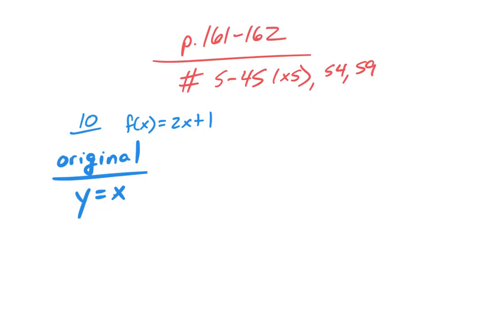And so two things are happening here. We have to identify two things that are going on. Okay, what does the plus 1 do? Up 1. Okay, so this is going to move it up 1. Okay, and then the 2 is going to do what to it? Yep, it's going to be a vertical stretch by 2.